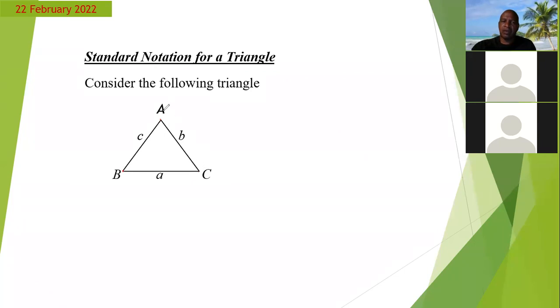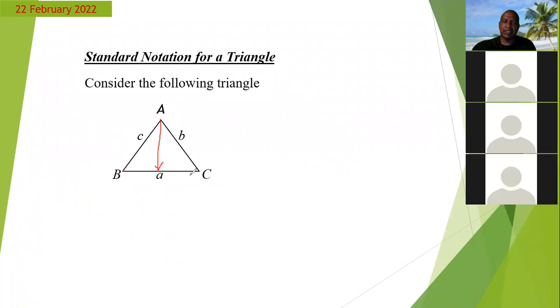Now, once you know our vertices, then in terms of labeling the sides, the side which is opposite to a vertex, take the common letter of that vertex. So this side of the triangle is opposite to A. So this side is labeled with a common letter A.